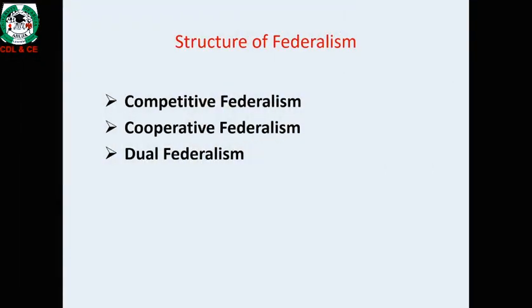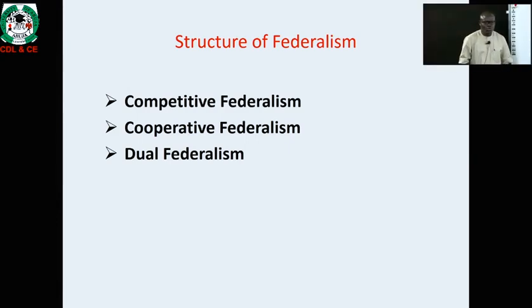The course is POS 309, Comparative Federalism, and we're moving into our next session, which is the structure of federalism. Now, there are three basic structures of federalism. The first structure of federalism is competitive federalism. From the word competition, this entails that the federalist arrangement is expected to be competitive in nature.